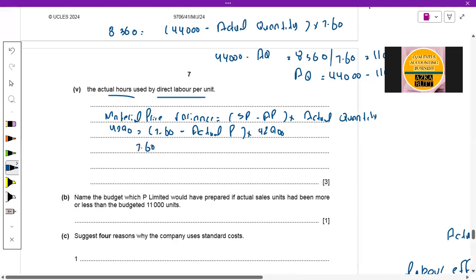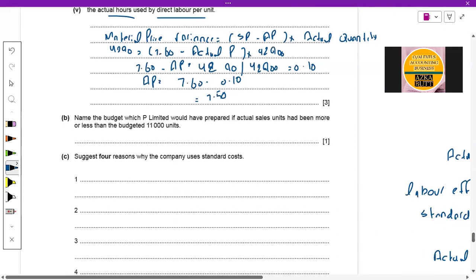So 7.60 minus actual price is equal to 4290 divided by 42,900, which is equal to 0.10. So actual price is equal to 7.60 minus 0.10, which is equal to 7.50. Okay, so now let's see the other question.